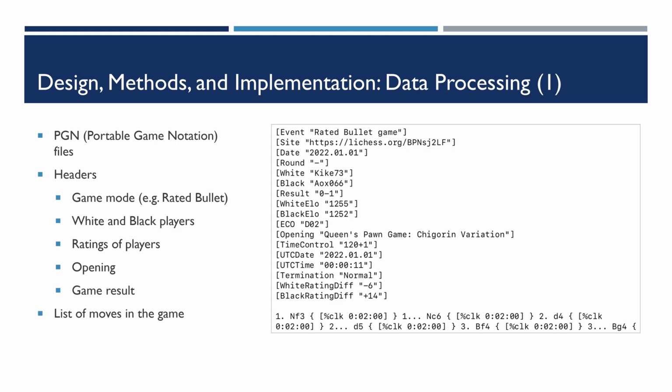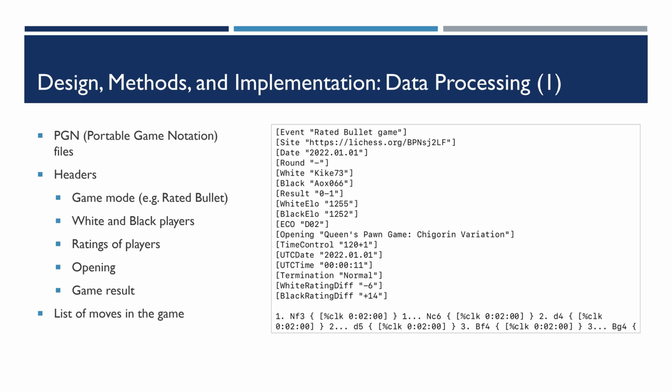Our data consists of PGN files. On the right, you can see a snippet of a PGN file containing a chess game played on Lichess. The headers contain the metadata, such as the game mode, who the players were for black and white, their ratings, the opening played, and the game result. Note that the headers are not standardized, so they may vary by data source.